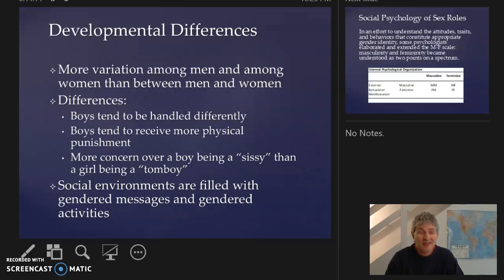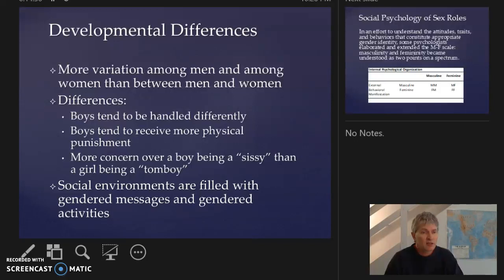Now, many of the differences might not actually be natural differences, but they're the differences of how socialization impacts males versus females. Boys tend to be handled differently in our society. Boys tend to receive more physical punishment. There's often more concern over a boy being a sissy or an effeminate male than there is a girl being a tomboy.